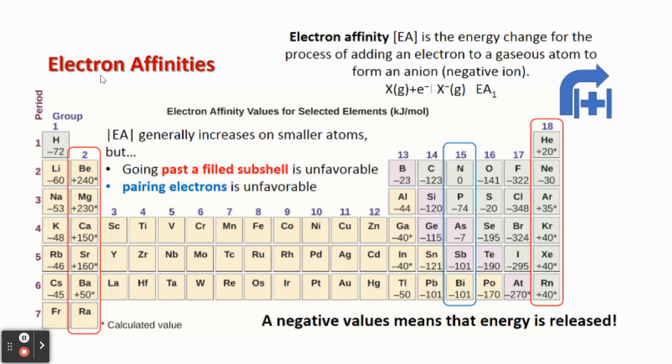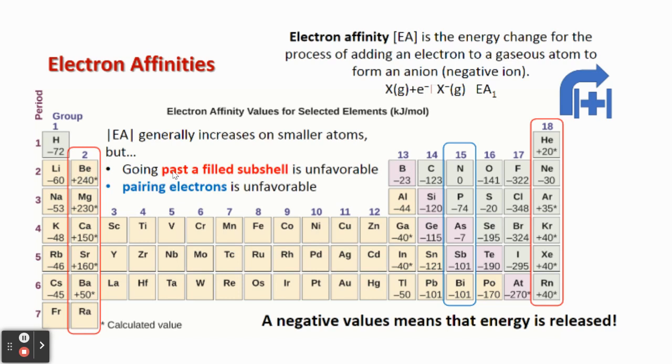Now let's talk about electron affinity. And electron affinity, which we're going to shorthand as EA, is the energy change that takes place when an electron is added to a gaseous atom to form an anion or a negative ion. And generally speaking, the absolute value of our electron affinity increases as the atoms get smaller. So that means as we go towards the top and towards the right, our absolute value of our electron affinity will be increasing. But again, we're going to have some exceptions.